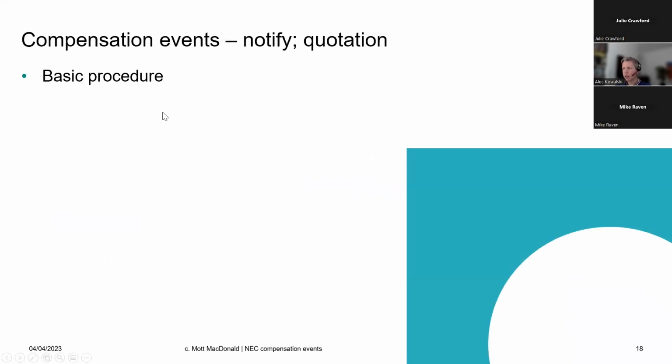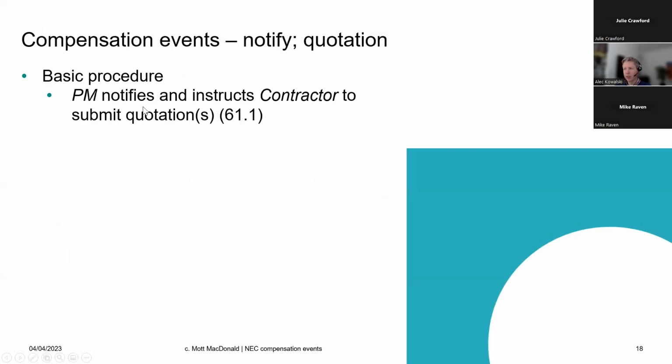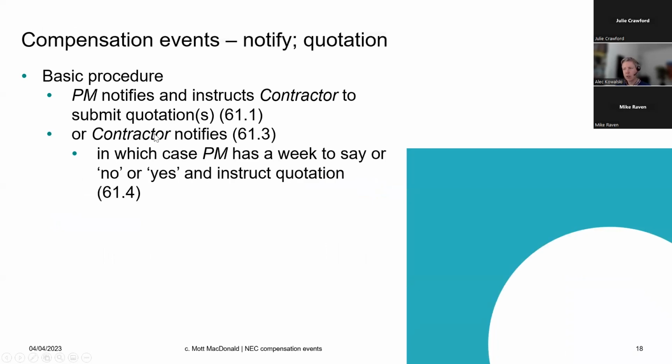So how does it work? The basic procedure is the project manager notifies a compensation event and instructs the contractor to submit a quotation, or the contractor notifies a compensation event, in which case the project manager has 1 week to say yes or no. And if they say yes, instruct a quotation.